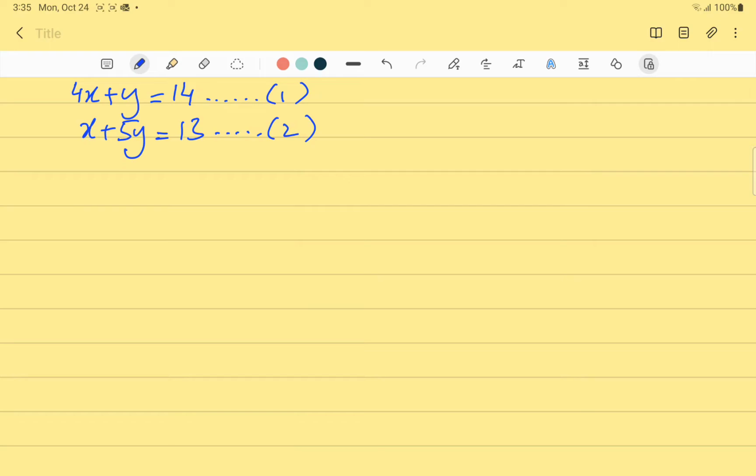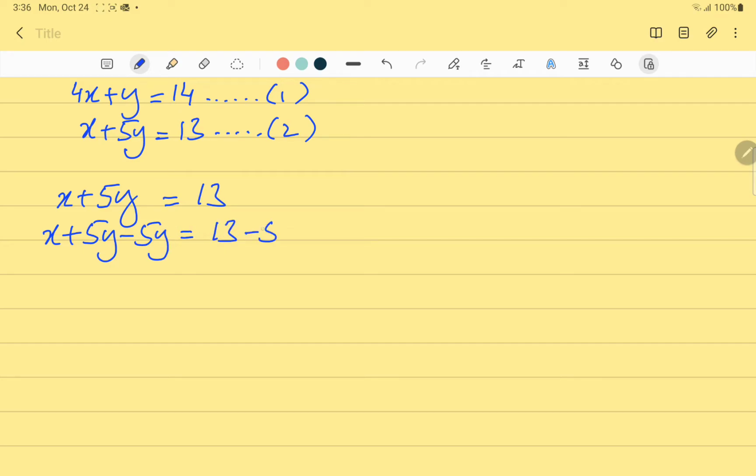Now to start with, we subtract 5y from both sides of equation number 2. Our equation number 2 is x plus 5y is equal to 13. We subtract 5y from both sides. Minus 5y cancels with plus 5y, and we are left with x is equal to 13 minus 5y.